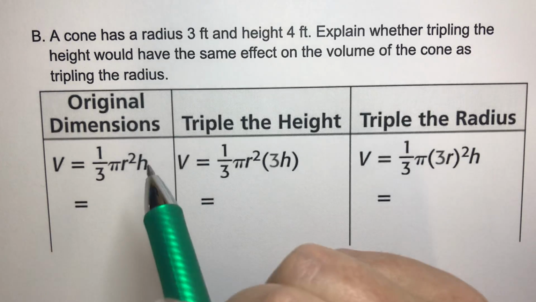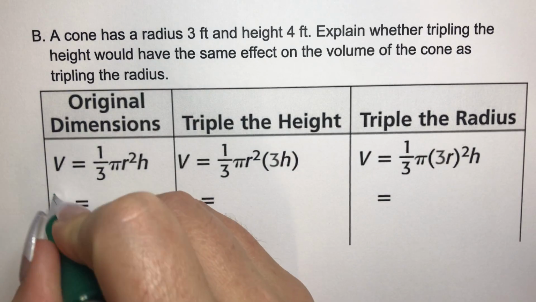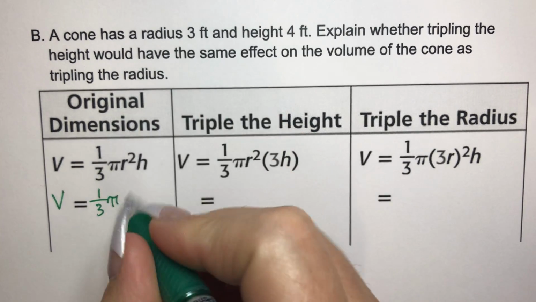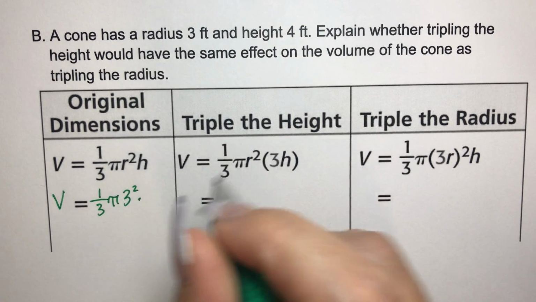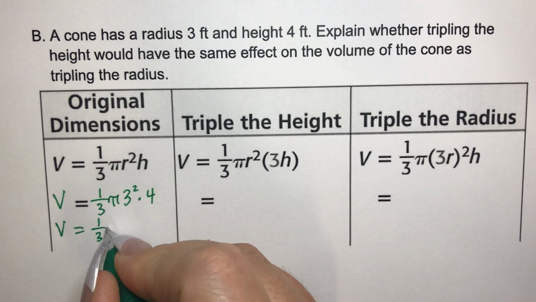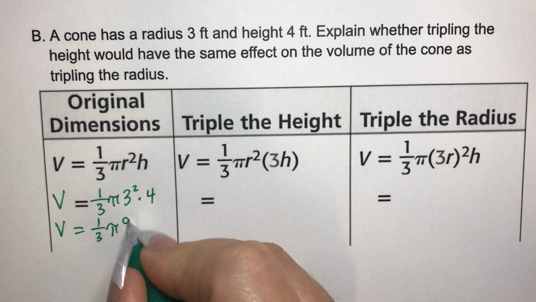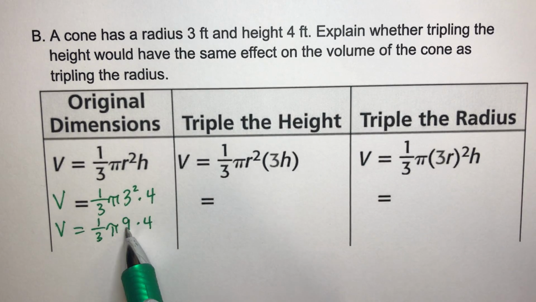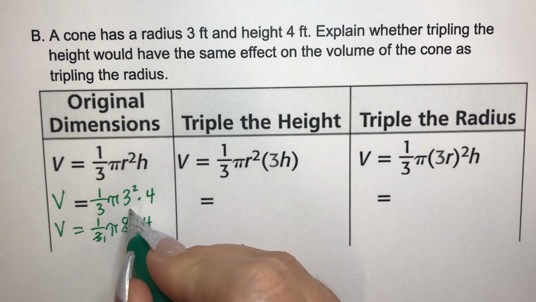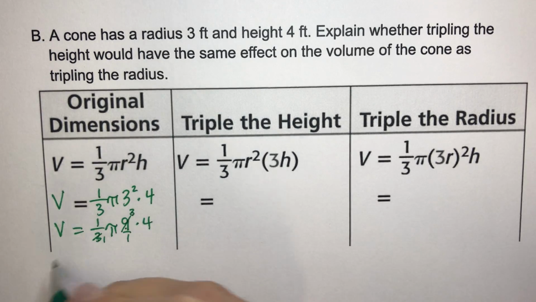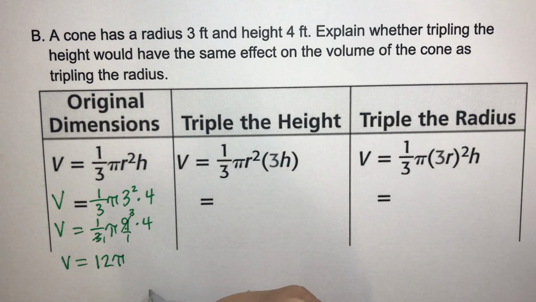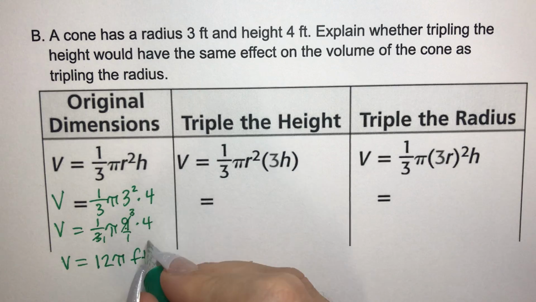Okay, so let's go ahead. We have the volume equals 1/3 pi. Our radius is 3, so we have 3 squared times our height, which is 4. We know that 3 squared is the same thing as 3 times 3, which is 9. 1/3 of 9, right? They have a common factor of 3. 3 goes into 3 one time, 3 goes into 9 3 times, and then we just go 3 times 4, which is 12. So our volume of our original figure is 12 pi feet cubed.